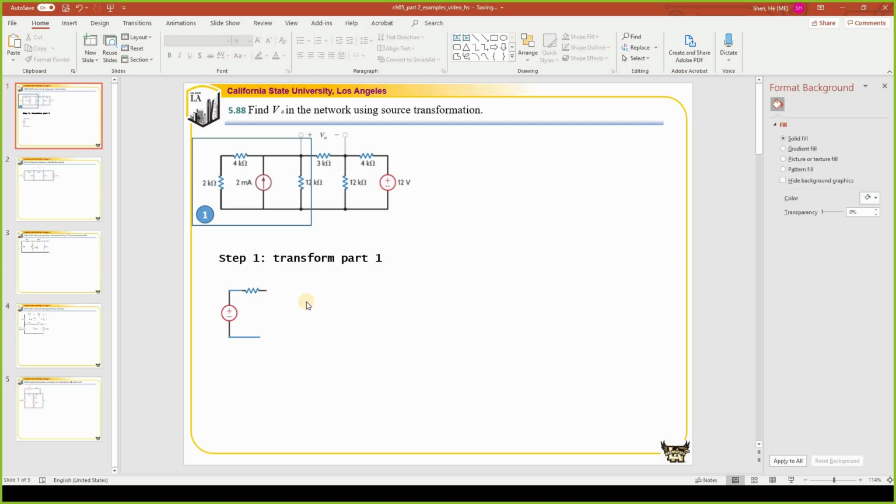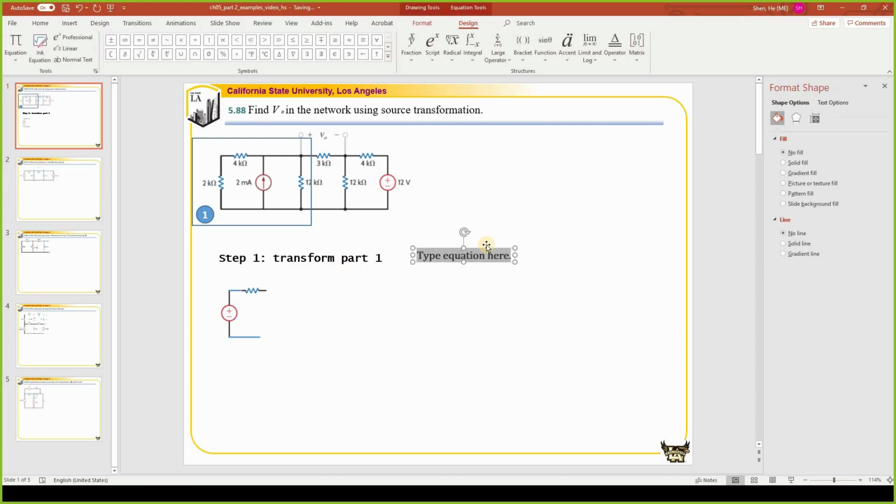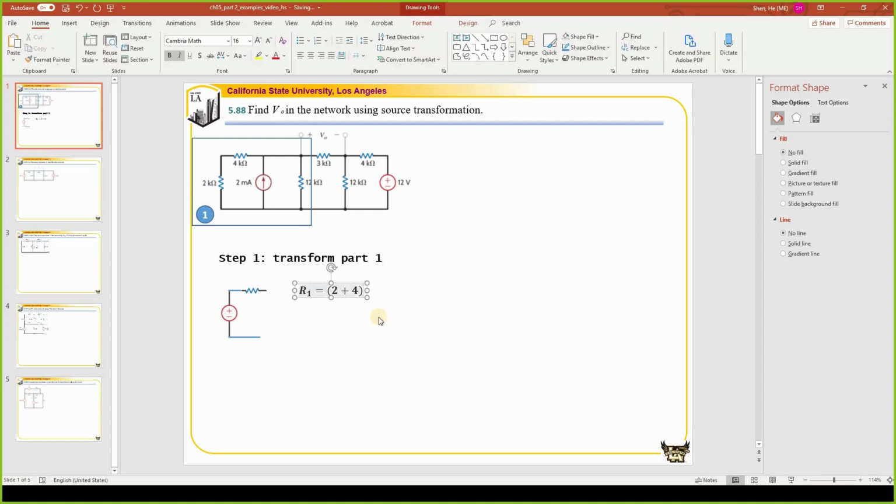So what is the equivalent resistance? That will be these two branches in parallel, right? So that is 2 plus 4 in parallel with 12. Let's call it R1. So that is 4 kilo ohm. And we can find the equivalent voltage source, let's call it V1. The voltage source will be equal to this current times the resistance, right? The resistance is 4K, we already did that, and the current is 2 milliamp. 2 milliamp times 4K will give us 8 volts.